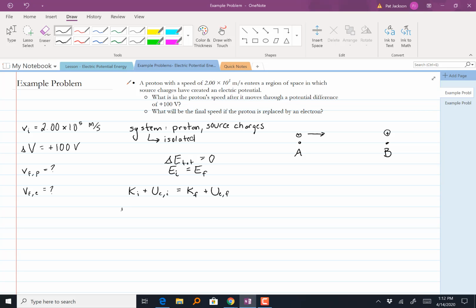I can take this one step further and expand these equations. So for the kinetic energy, we've got 1/2 mass times the initial speed squared, plus the charge of my proton times the voltage at the initial state. And I can do the same thing for the other side.